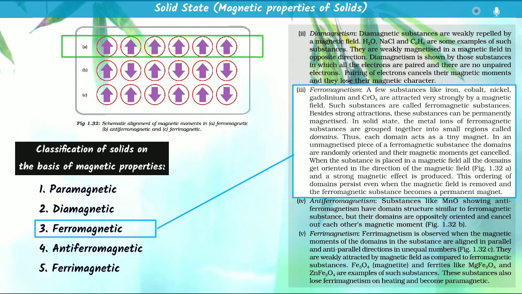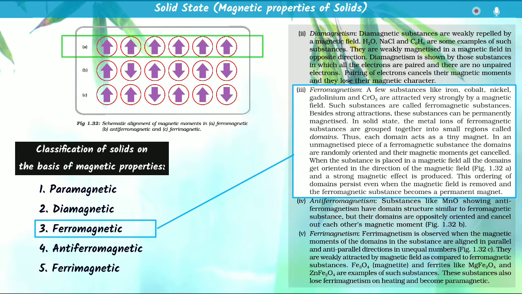In one domain they will behave like magnets. But in the absence of an external magnetic field, the domains will orient randomly, so their directions will be random. That means they cancel each other's magnetic moments. As a result, no magnetic behavior is observed in ferromagnetic solids in the absence of an external magnet. But in the presence of an external magnet, the domains orient in the same direction as that external magnetic field, and the ferromagnetic solid is strongly attracted by the external magnet.